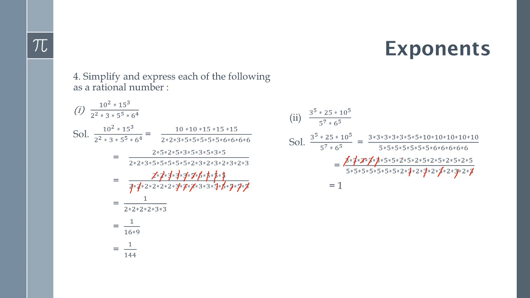Next, 2's, 2 and 2 and 2 and 2 and 2 and 2, 2 and 2 and 2 and 2. Next, leftover is 5, 5, 5, 5, 5. After that, 5, 5, 5 and 5, 5 and 5, 5 and 5, last 5 and last 5. See, everything is cancelled. That's the reason it is 1. Got it, children? Now coming to the next one.